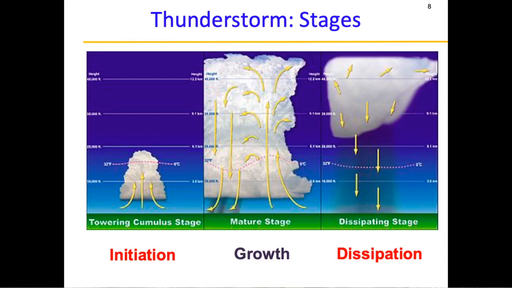The stages: initiation is basically the breaking of the CIN, growth is because of the CAPE, the convective available potential energy. Dissipation: once the CAPE has kicked in, then the anvil forms, and once there is enough collision of particles, then big raindrops or ice crystals form, and that's when you have rain. And once all the moisture has been sponged out from the cloud, then the cloud dies its natural death, and that's the dissipation stage.